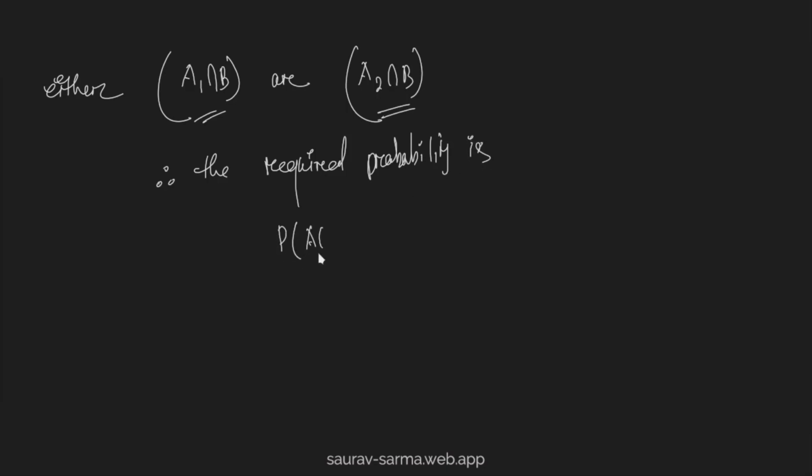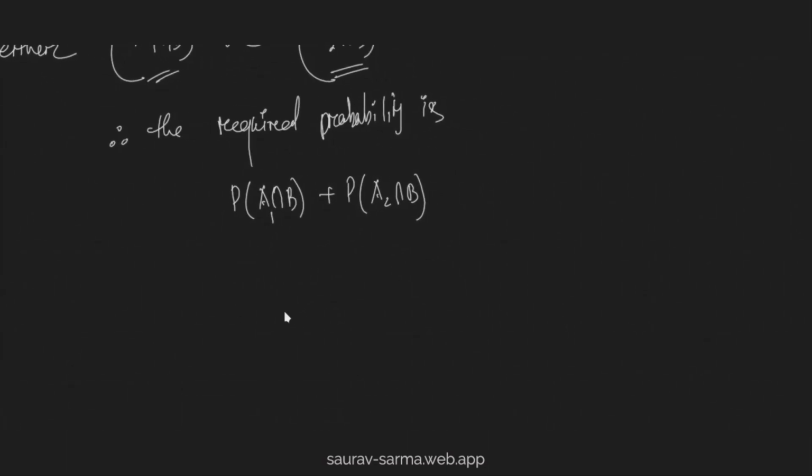probability of A1 intersection B plus probability of A2 intersection B, right? A1 intersection B is probability of A1 into probability of B given A1, the conditional probability, then plus probability of A2 into probability of B given A2.